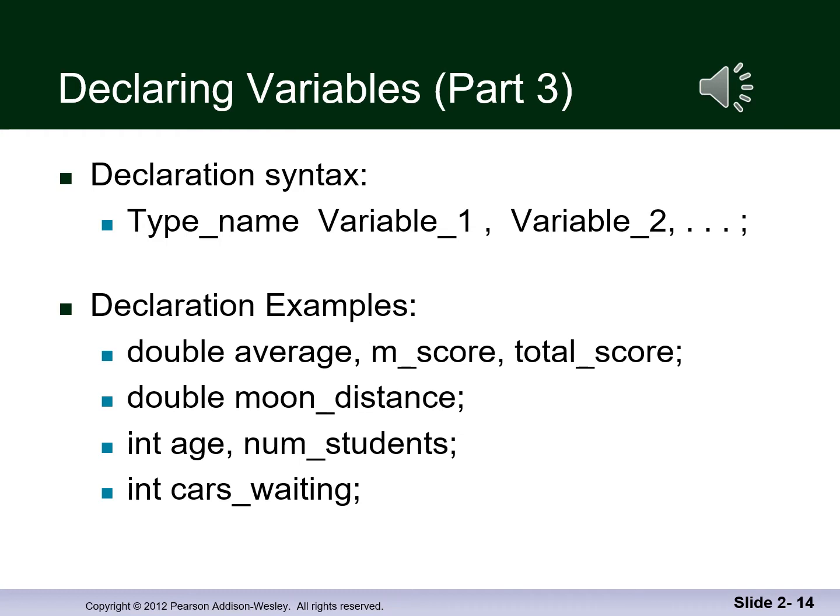Here are some declaration examples. Here we're defining 3 doubles in the first line. double average, comma, that's one. Then max_score and total_score. On the second line, you're declaring just one double called moon_distance. On the third line, you're declaring 2 integer variables, age and num_students. And on the fourth line, you're declaring 1 integer variable called cars_waiting.